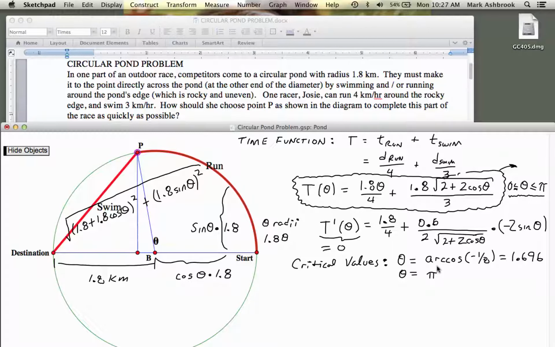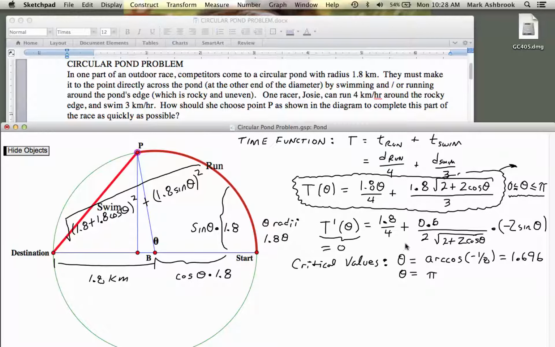Okay, so let's take a look at this critical value here. We want to see if this is a local minimum, or could be a local max, or could be neither, right? We saw different situations for critical values, and just from the math we've done so far, we don't know what we have. So one way to find out what kind of critical value this is would be to take the second derivative and see if it's positive or negative.